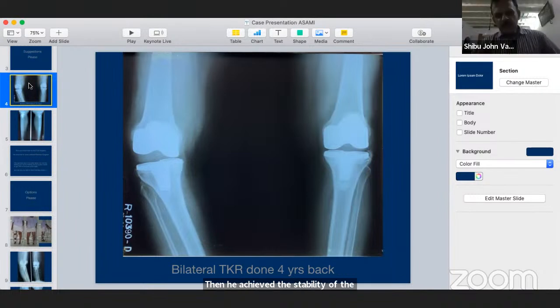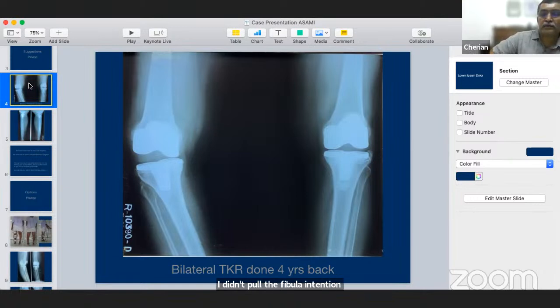Could be. The head of the fibula brought back into alignment, and she was walking with it. Maybe all that added to it. I didn't do anything intentionally. I didn't pull the fibula intentionally. Yeah, but Shibu, can I give an opinion? What you did is right, I think. The thing is, if you look at the tibial component, the stem is directed laterally.